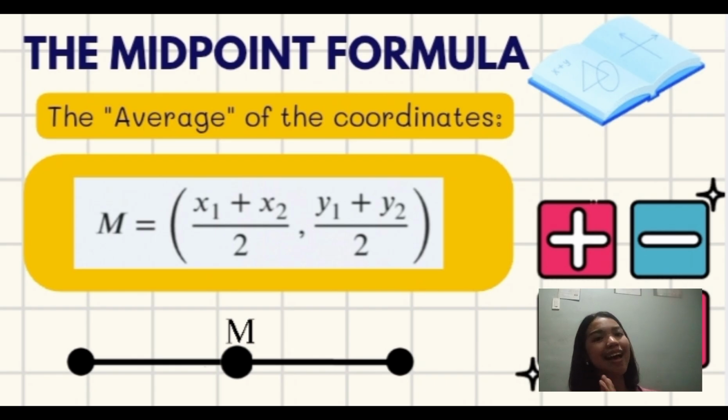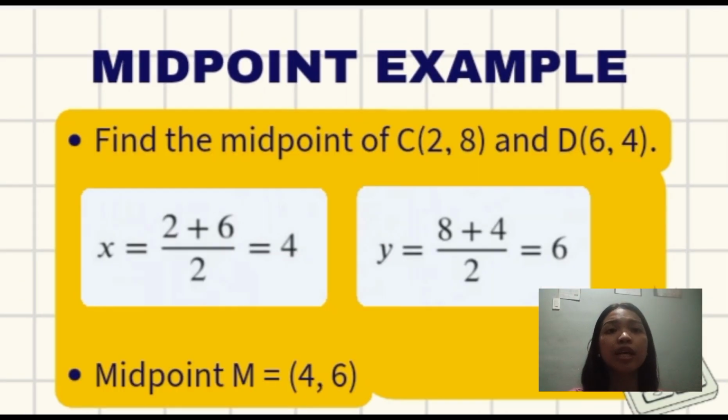Okay, let's proceed, class. So let's write this one together. We need to find the midpoint of point C, which is (2, 8), and point D, which is (6, 4). Let's calculate our x coordinate first. We take our x values, 2 and 6, and add them together and divide by 2. After dividing it, we have exactly -4.